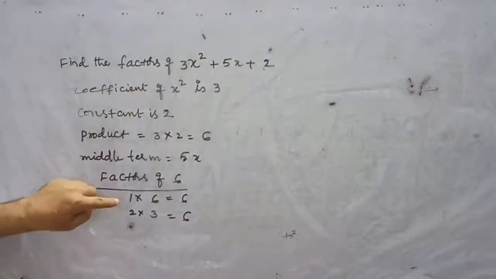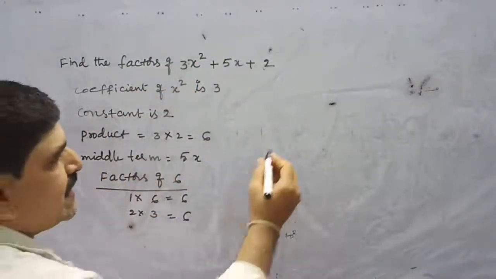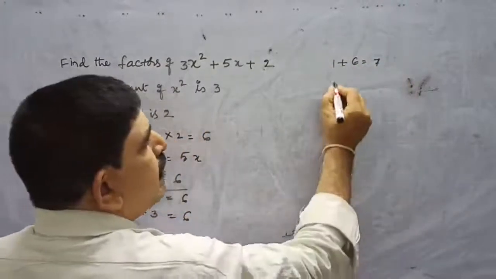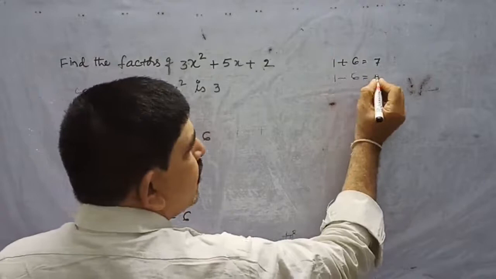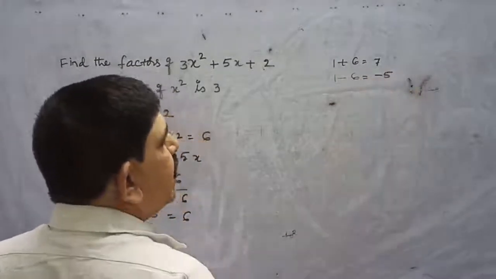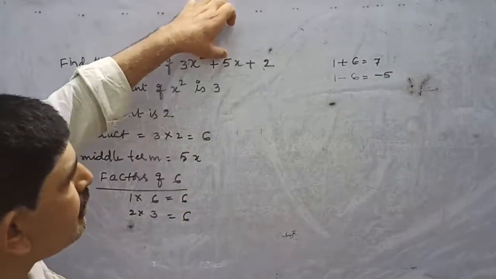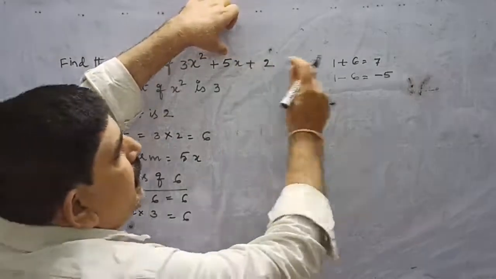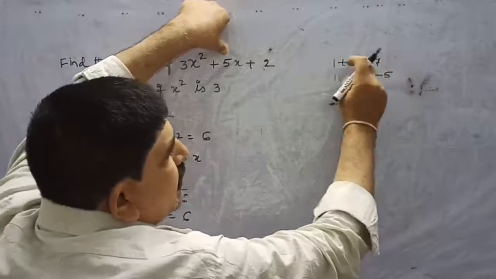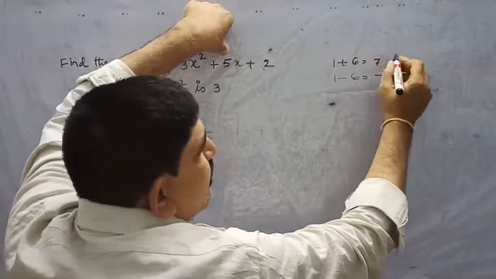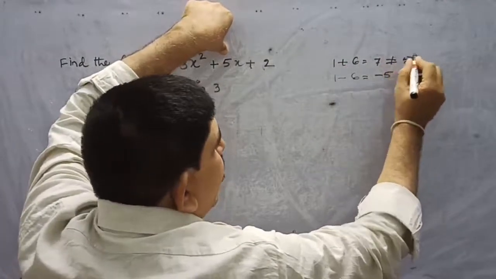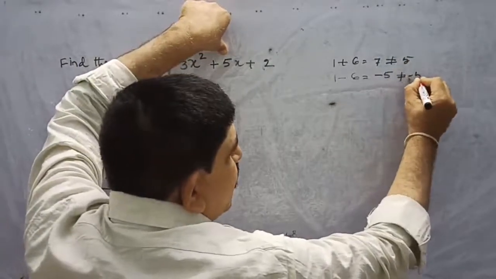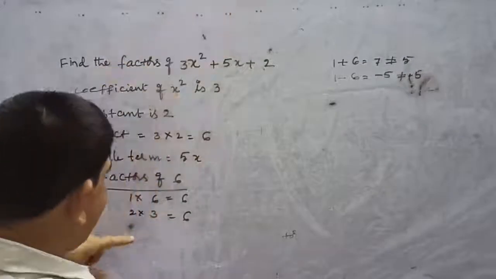So here 1 plus 6 is 7. 1 minus 6 is minus 5. What is the coefficient of x in the middle term? Plus 5. So we never get 5 here. 1 plus 6 is 7, which is not equal to 5. 1 minus 6 is equal to minus 5, which is also not equal to plus 5. Next you take the other pair.